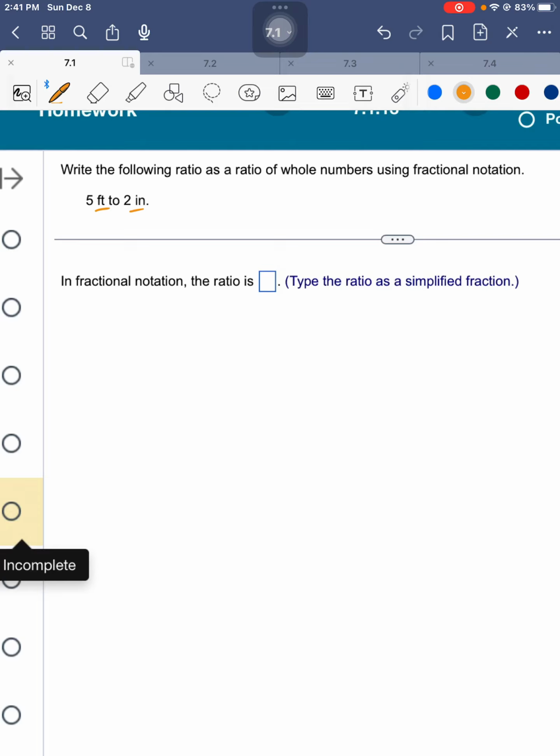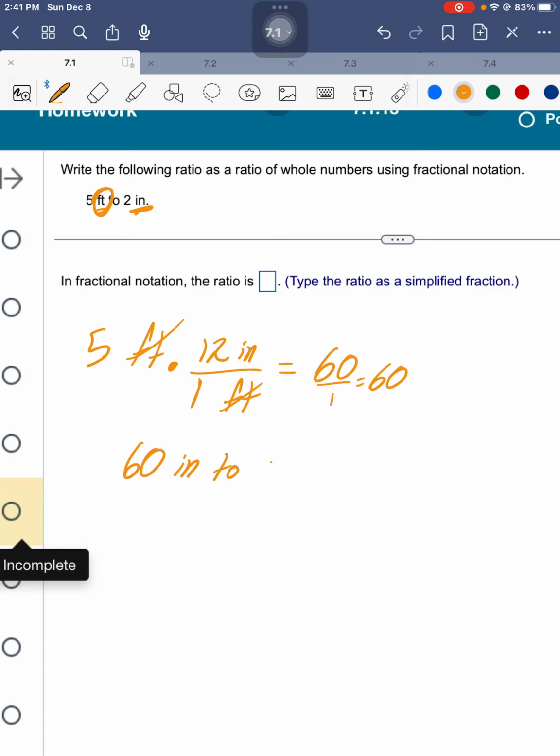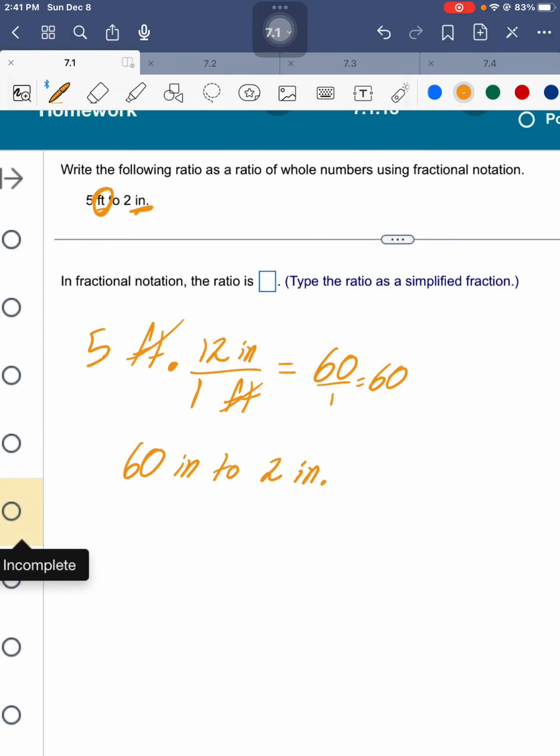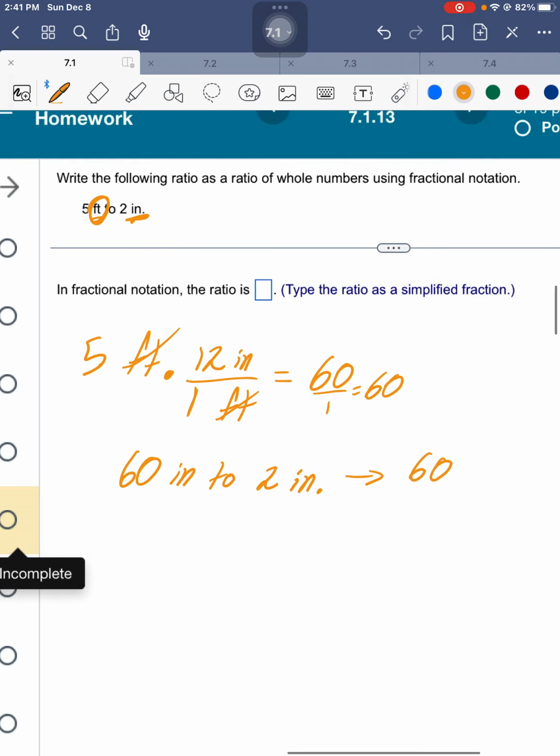Whenever we write a ratio, we have to make sure that the units are the same. So we're going to turn 5 feet into inches so we can compare inches to inches. In 1 foot, there are 12 inches. Now, when we multiply, the units are going to cancel each other out. So what's 5 times 12 divided by 1? That's 60 over 1, which is just 60. So now we have 60 inches to 2 inches, which we can write as a fraction, 60 over 2, which we simplify, and this will be 30.